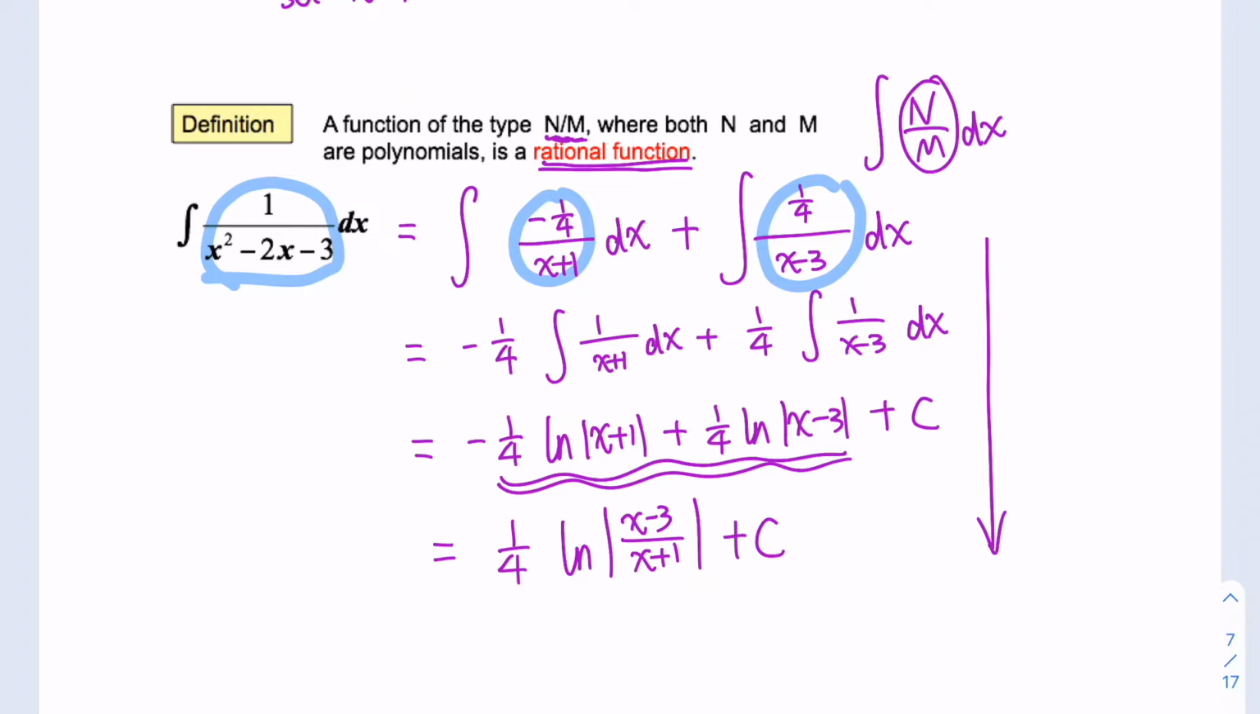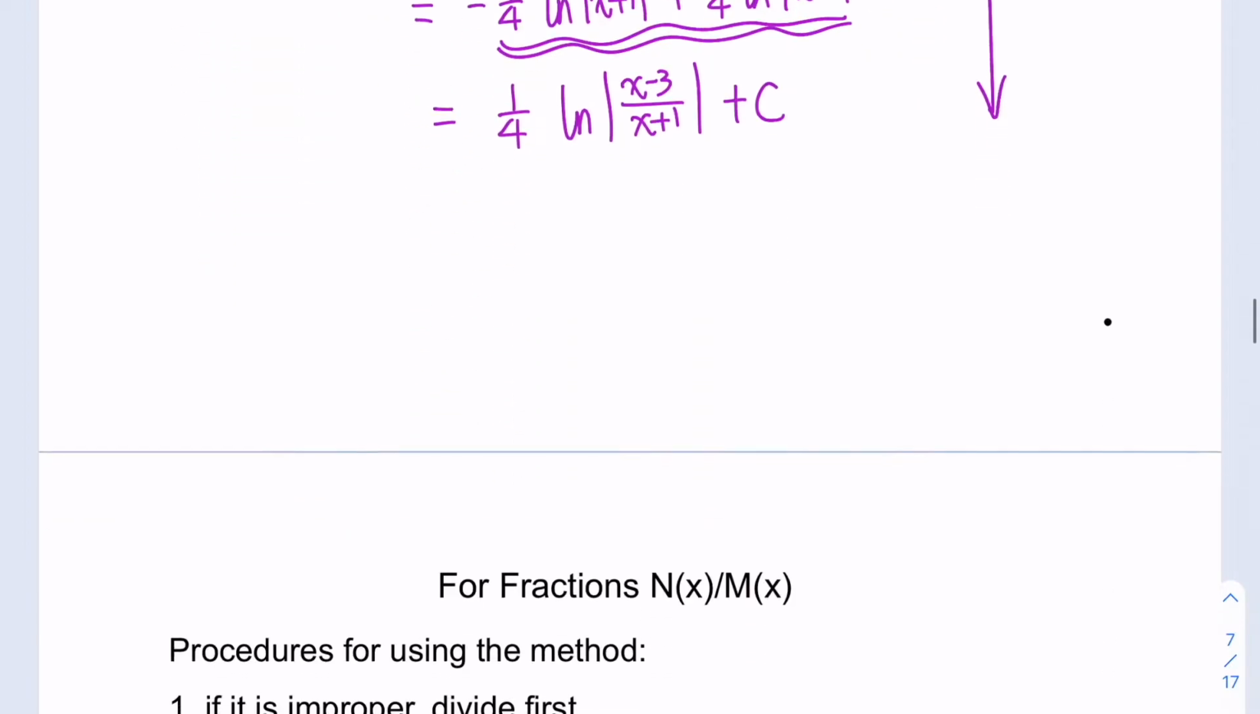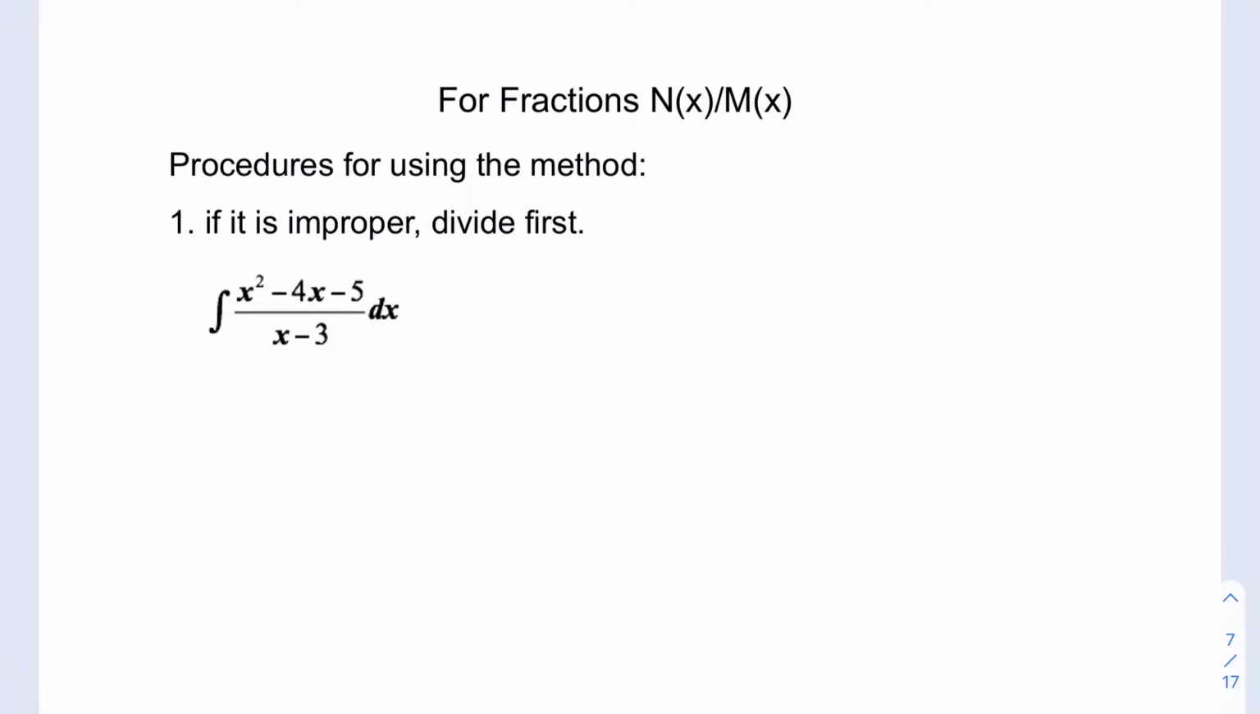Let's have a look at two different types of problems. Type 1: improper functions. Improper means the numerator power is higher than the denominator, so n is greater than m. The numerator is greater than the denominator. In this case, how do we integrate it? First, we have to use long division.